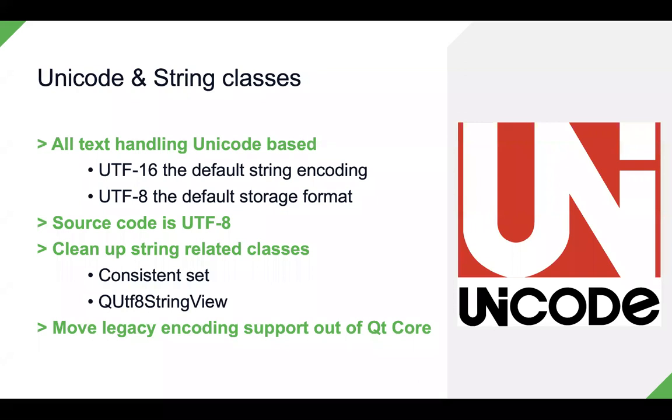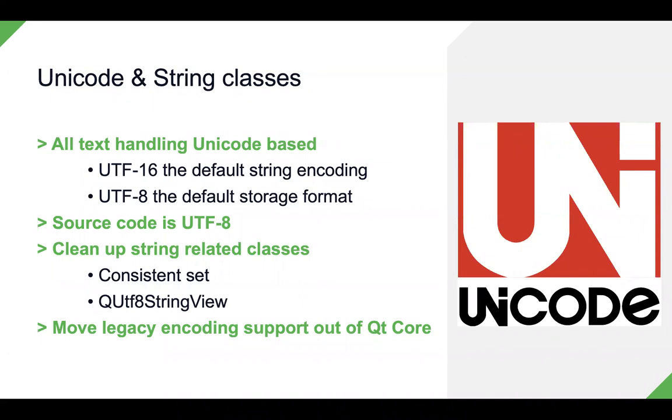On the Unicode and string classes side, we've finished changes that we had already started with Qt 5, and we couldn't completely pull through because of compiler and platform limitations. All text handling now in Qt 6 is Unicode based. UTF-16 is the default string encoding for QString, and UTF-8 is the storage format that we're using for all I/O operations, basically. All our source code is assumed by default to be UTF-8 encoded. You can override that and tell the compiler it's something else, but when you use Qt together with qmake or CMake, we will assume by default that the source code is UTF-8 encoded. And that simplifies some things in how you write your source code. You can avoid lots of QString::fromUtf8 calls and those kinds of things in many cases.